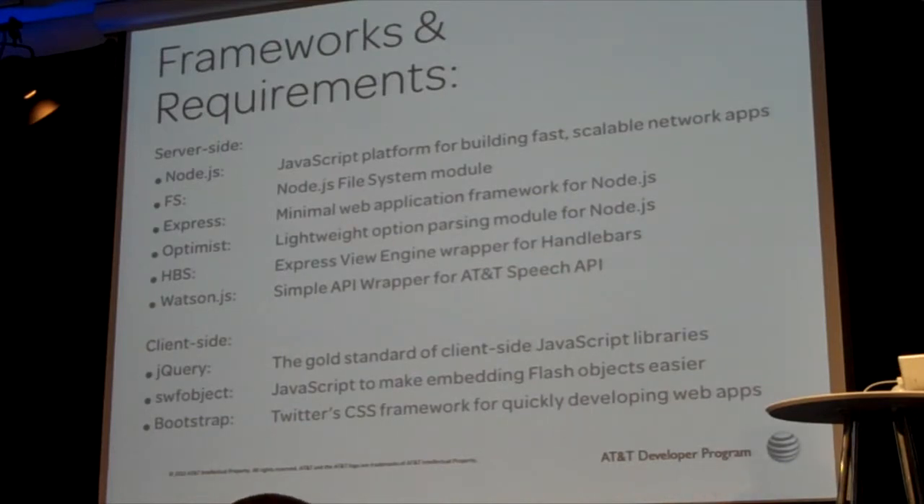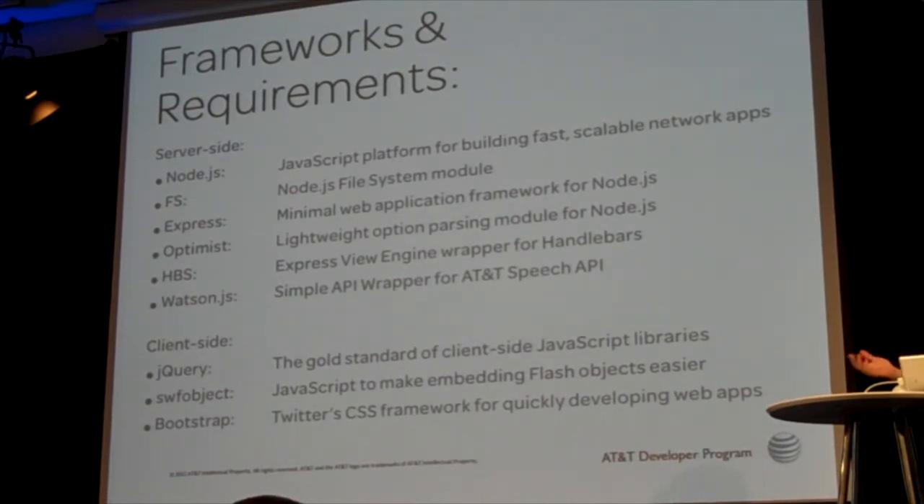HBS is a view engine wrapper for the Express view engine, which allows you to use Handlebars, which is a really simple, lightweight template language for writing HTML. And then obviously we're using Watson.js, which is our API wrapper for AT&T. And then on the client side, we've got jQuery, SwiftObject, and Bootstrap.